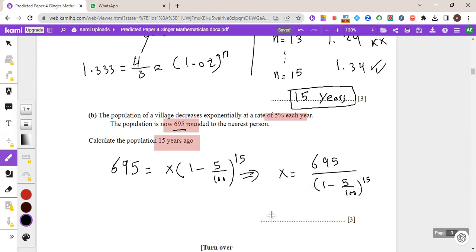It equals 1,500.13 or 0.14. Okay, so I will keep it like this. 1,500. Okay?